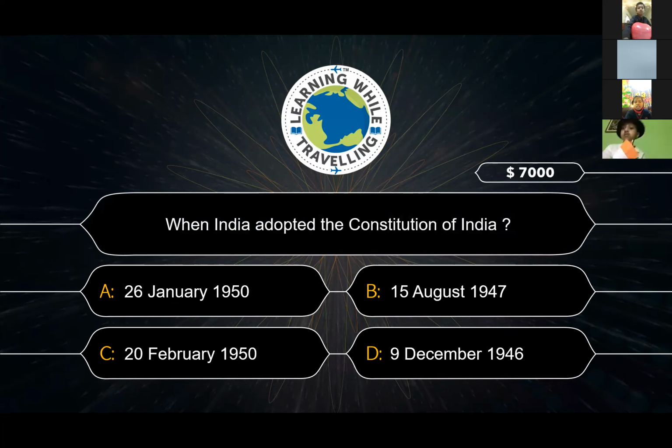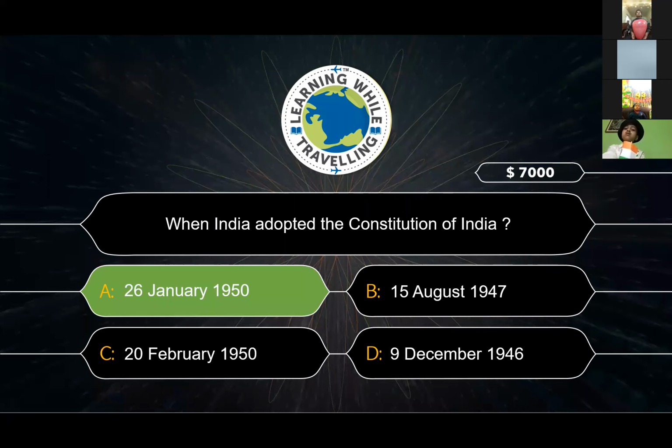Usru Ayushi A, Supriyo A, Arav A, Arush A, Arav Aryan A, Lakshita A, Akanshit A. Lock option A, 26 January 1950. A is the correct answer.